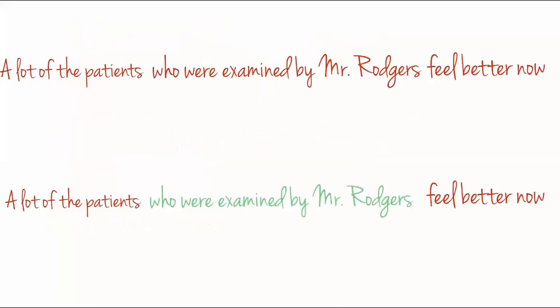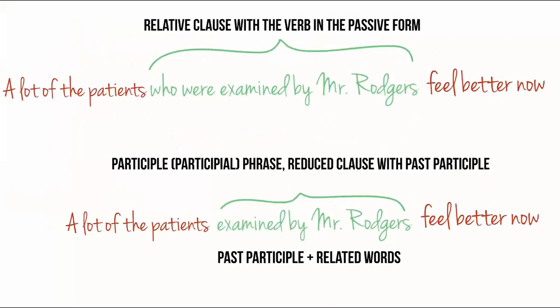So let's take the original sentence. A lot of the patients who were examined by Mr. Rogers feel better now, and mark the relative clause in green, who were examined by Mr. Rogers, and take a look at the transformation. So in the second sentence, a lot of the patients examined by Mr. Rogers feel better now, the relative clause is reduced just to the past participle and the words related to it. So instead of who were examined by Mr. Rogers, we just say examined by Mr. Rogers. And this is called a participle phrase or a reduced clause with a past participle.